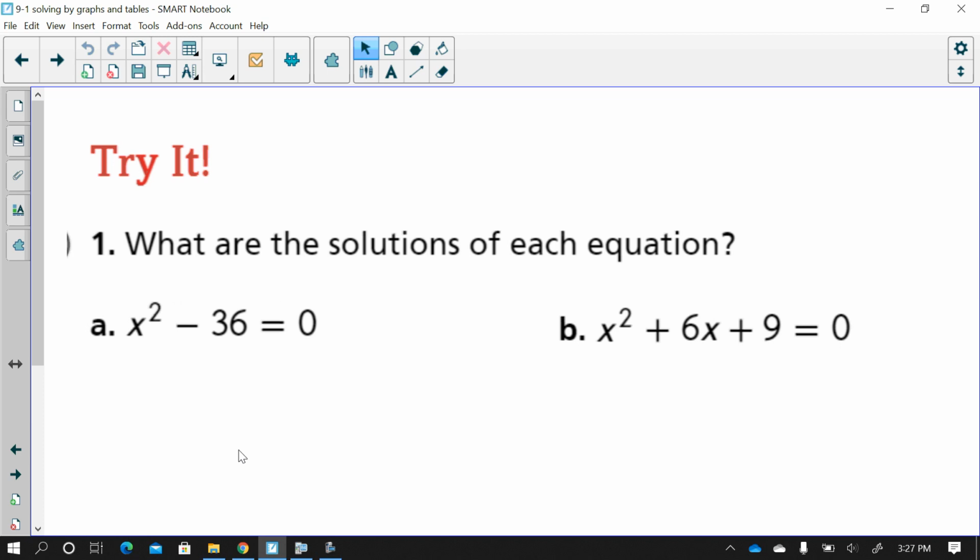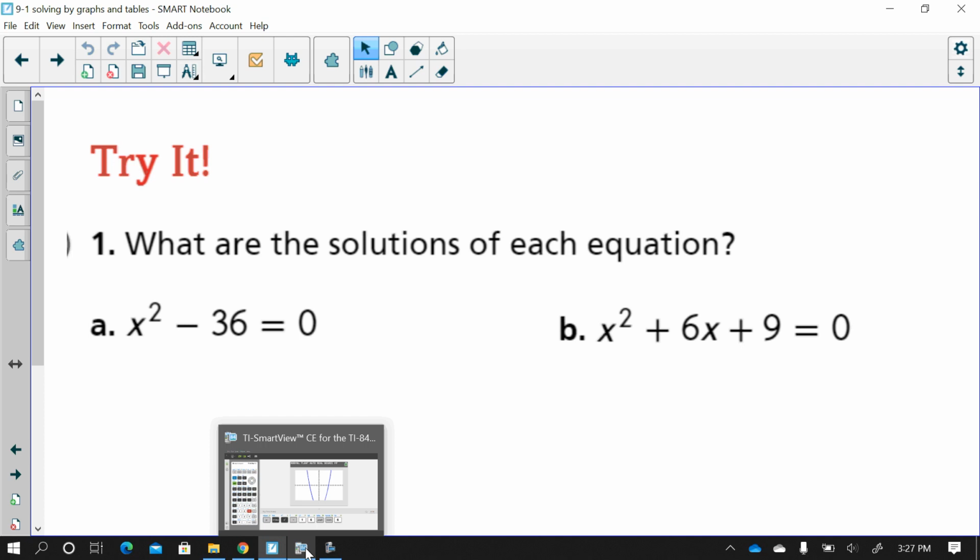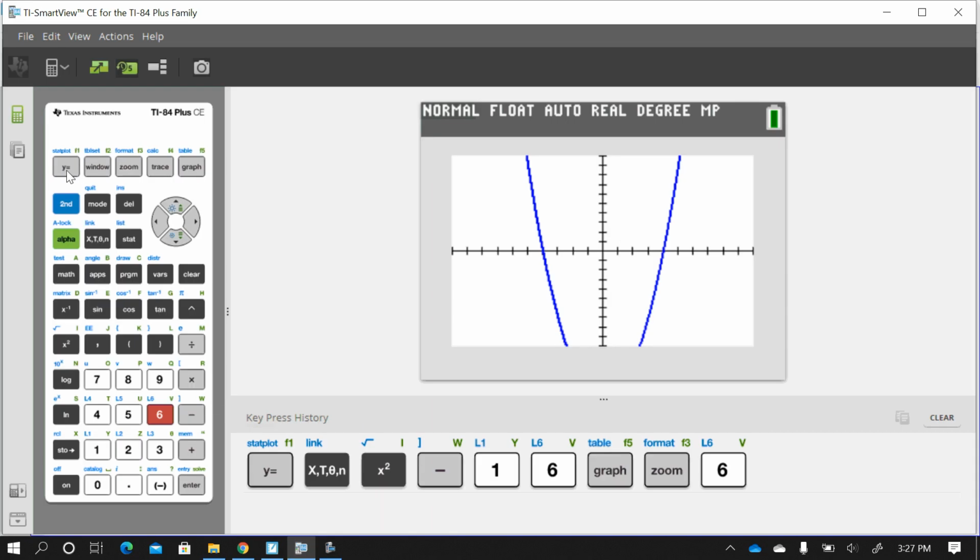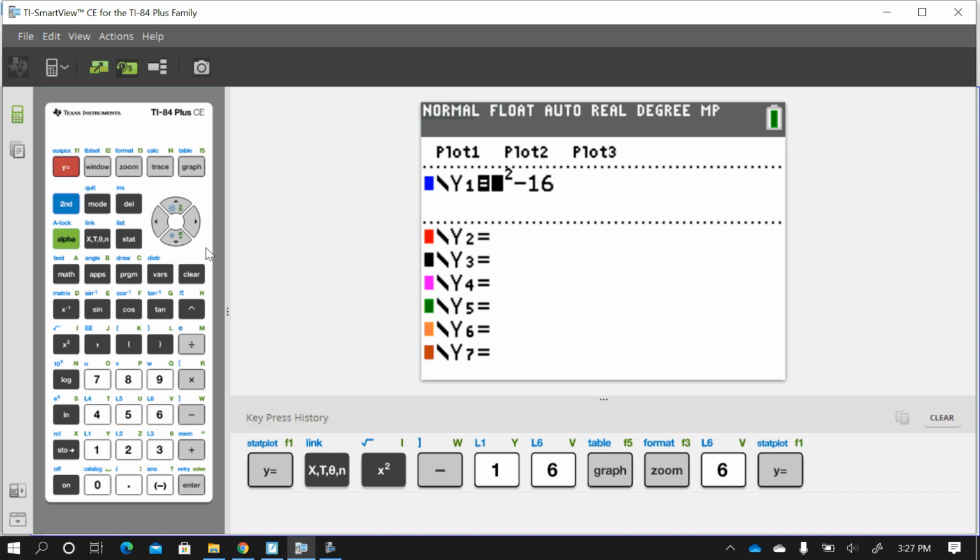All right, so let's give it a try. Please pause the video, graph letter A, and tell me where it crosses the x-axis. All right, so I'm going to throw that in my graphing calculator, x squared minus 36. So again, I hit y equals, and I'm just going to change this to 36.